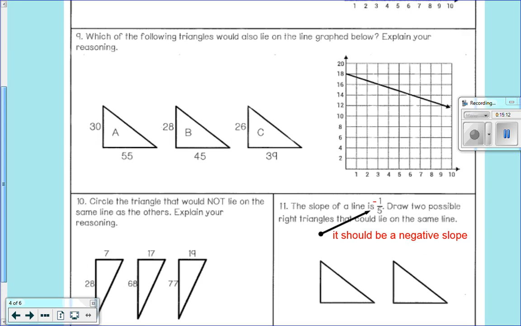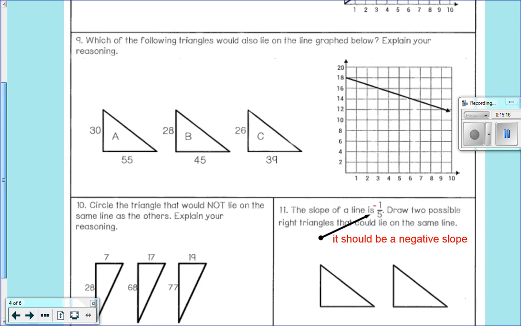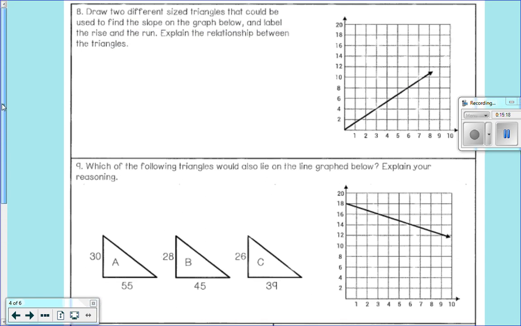And I want you to be careful with number 9 when you're determining that slope. Okay? Pay attention to what type. Okay? Make sure you always check that.